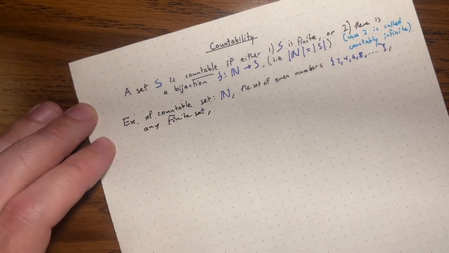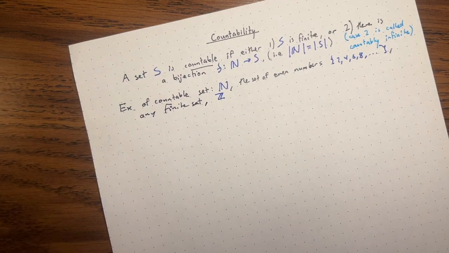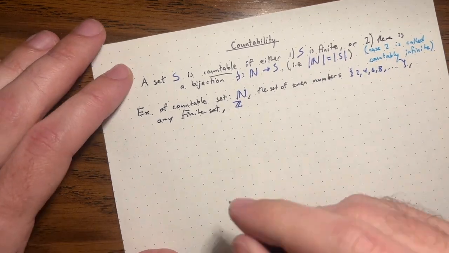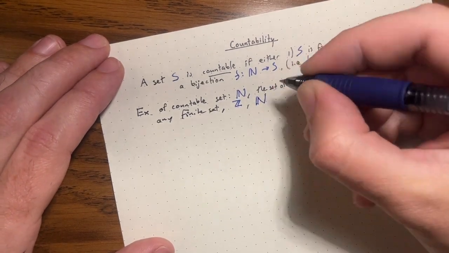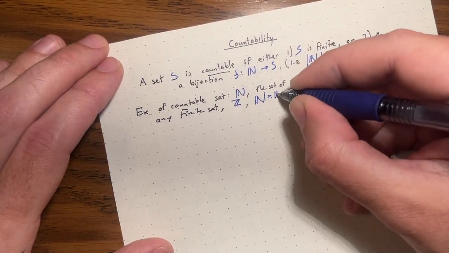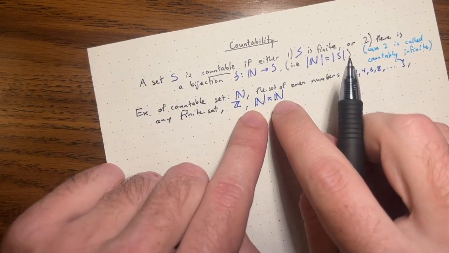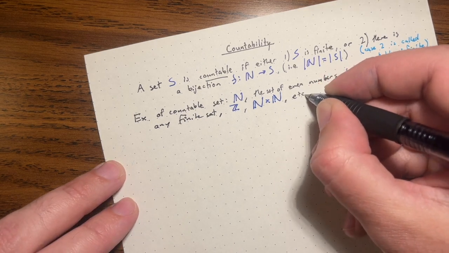The integers are countable. Even though the integers seem larger than N in some sense, they are countable. We showed a bijection in the previous lecture. We also showed a bijection from N to N cross N, all ordered pairs of natural numbers. Those you can actually just put in bijection with a single copy of the natural numbers. And there are many more.